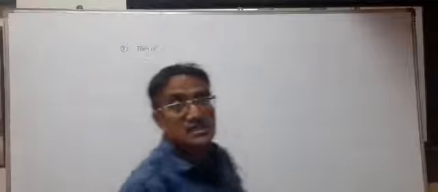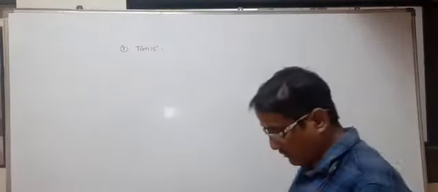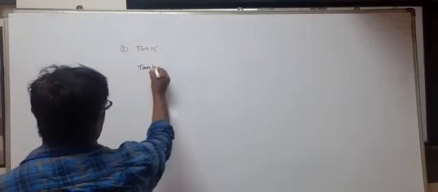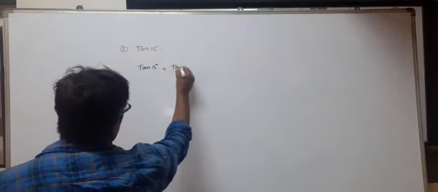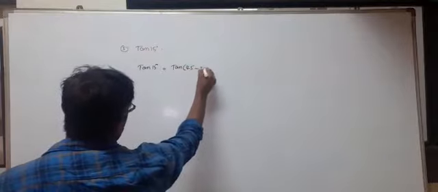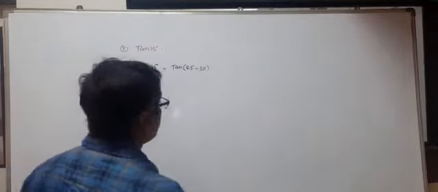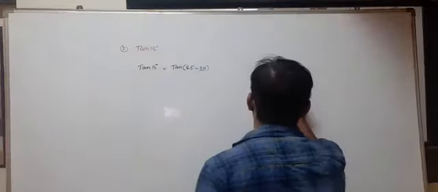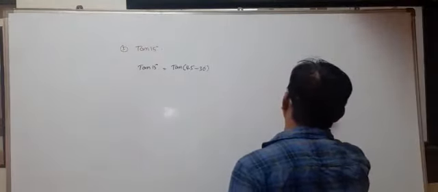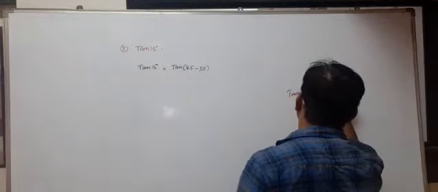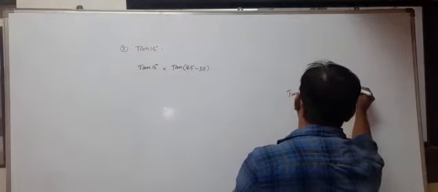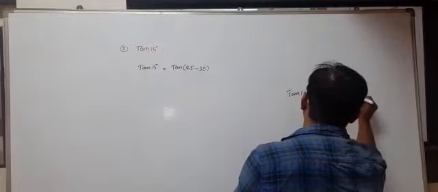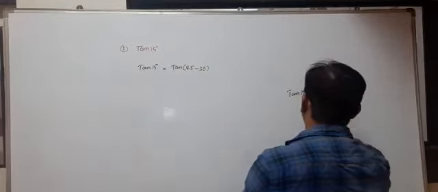Now next one is tan 15 degrees. Now tan 15 degrees can be written as tan 45 minus 30 degrees. Now this is of the form tan A minus B. You have to read all the formulas. Tan A minus B is equal to tan A minus tan B by 1 plus tan A tan B. So that is tan A minus B.